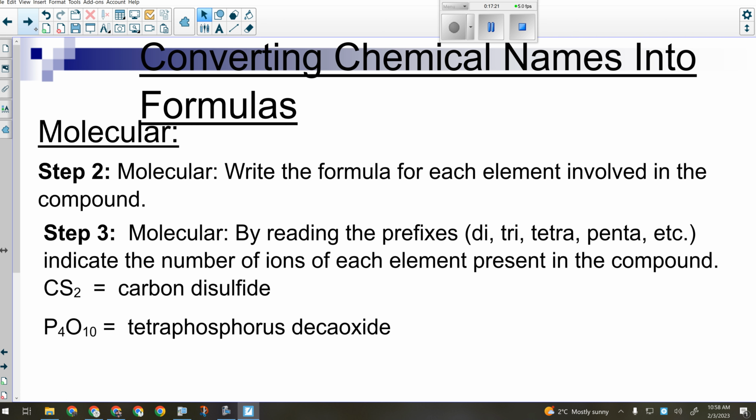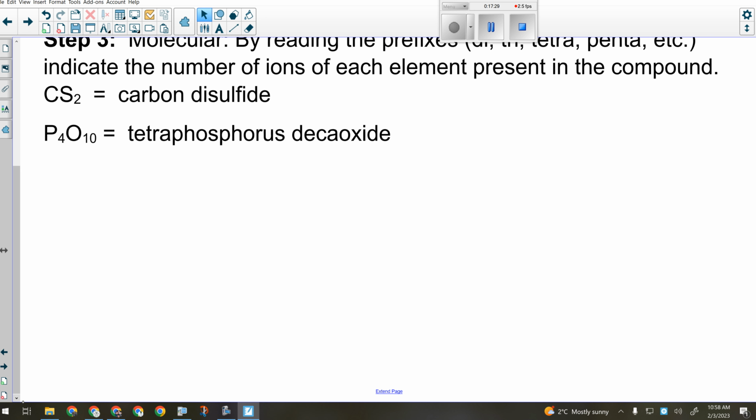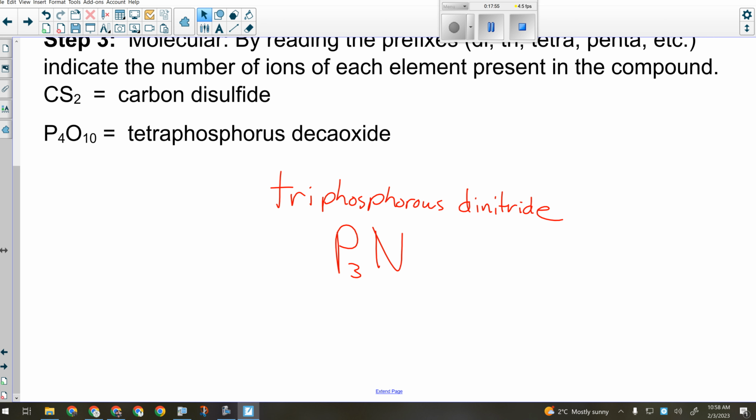Like we said, doing this for molecular compounds is really easy. You just use the prefixes to tell you what number you're going to put in. So if I have, let's say, triphosphorus dinitride, I write phosphorus with a 3 and nitrogen with a 2. Done.